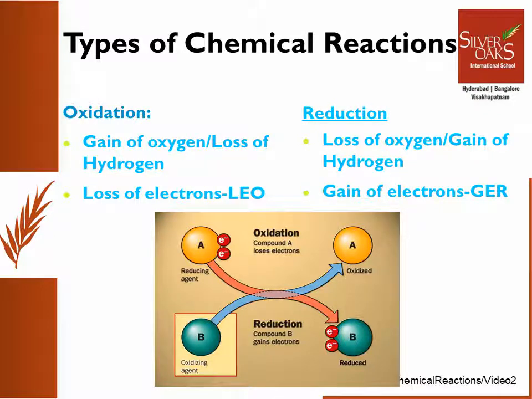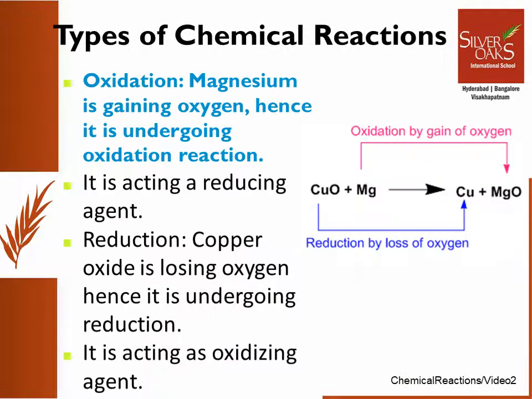Now let us discuss the next type of chemical reaction called oxidation reduction reaction. It is also known as redox reaction. These reactions always occur simultaneously. If one substance is oxidized, the other one is reduced. In oxidation reaction, oxygen is added or hydrogen is removed. The substance undergoing oxidation is called reducing agent. Reduction is defined as removal of oxygen or addition of hydrogen. The substance undergoing reduction is called oxidizing agent.